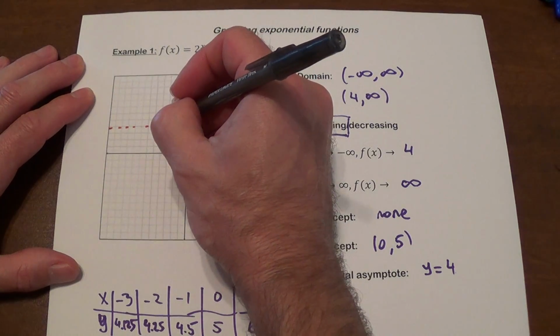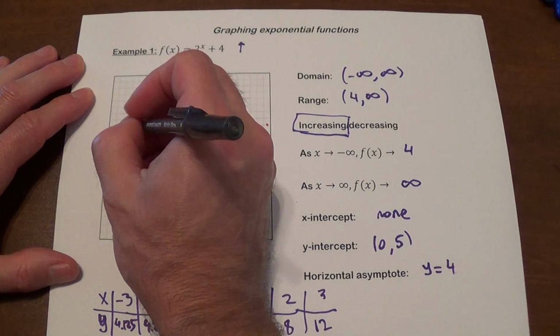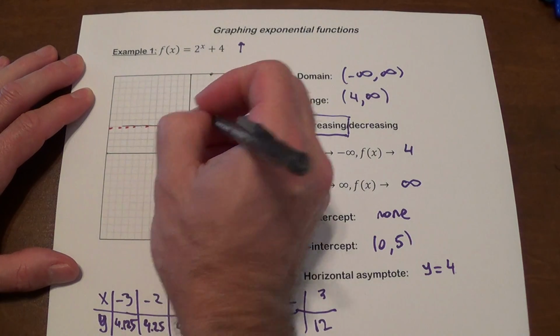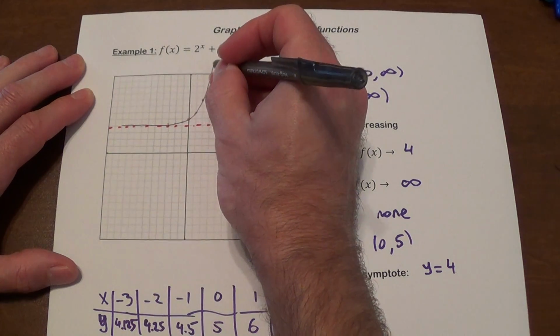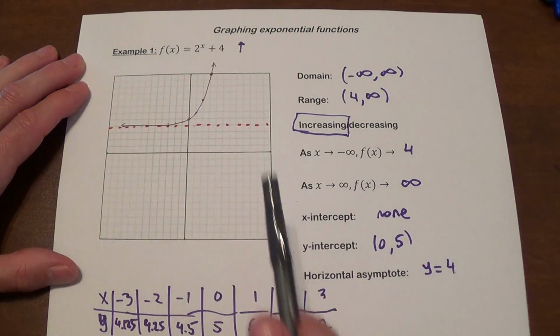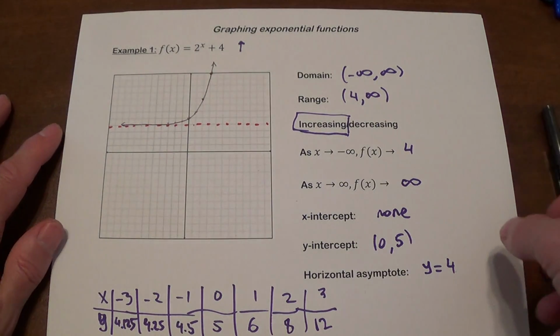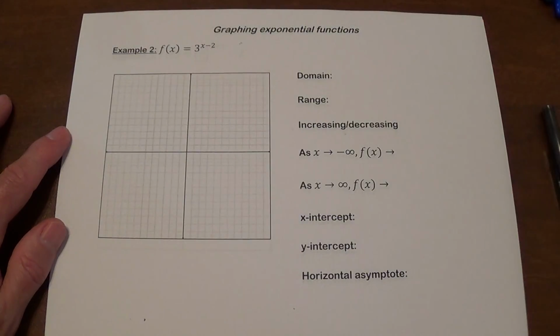4.5. 4.25. 4.125. And our graph is going to look like this. Okay, and there we go. Let's move on to the next problem.